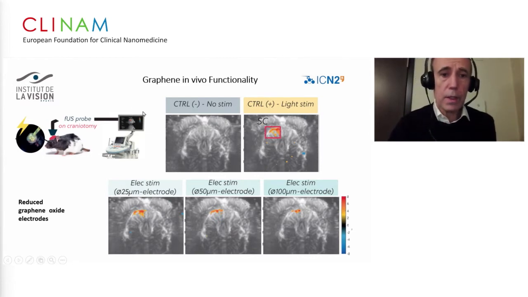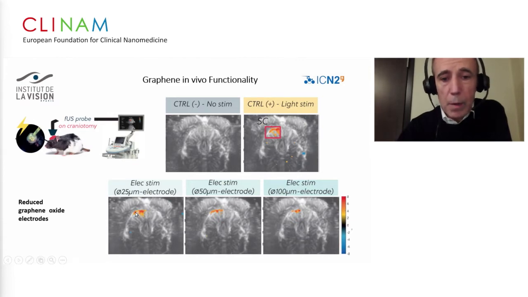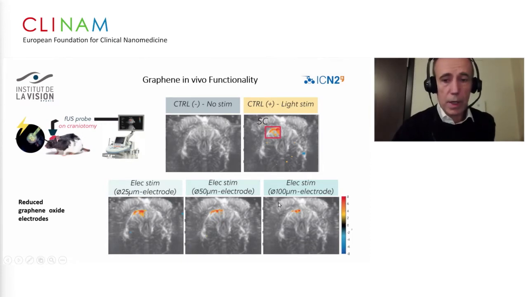And you see here, this is what we call functional ultrasound imaging. It's a technology that is quite similar to MRI, but we have a much better resolution, but we need to remove the skull. And you see here that when we shine light onto the retina, we have a response in the superior colliculus. And when we stimulate with the different electrodes, of different sizes, 25 micron, 50 micron, or 100 micron, we were able to elicit a response in the superior colliculus. These are preliminary results, but it's very interesting, because even with the 25 micron electrode, we have a really strong response, which was even greater than the 100 micron electrodes.